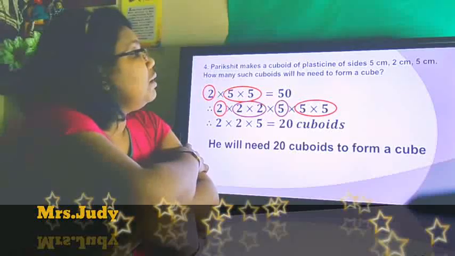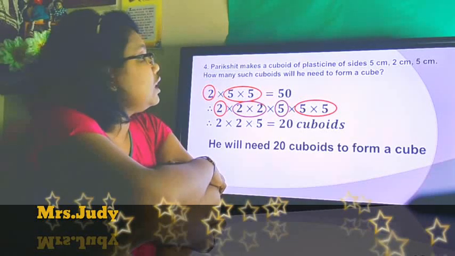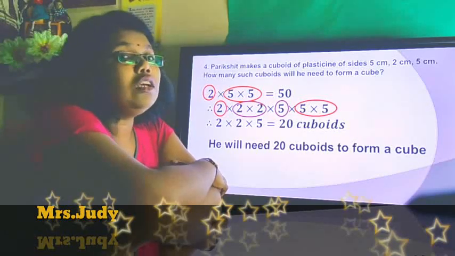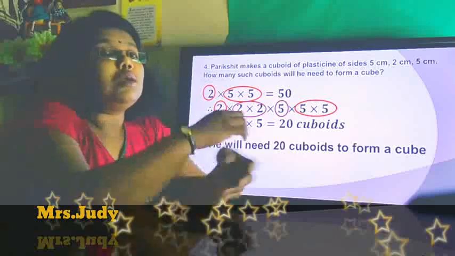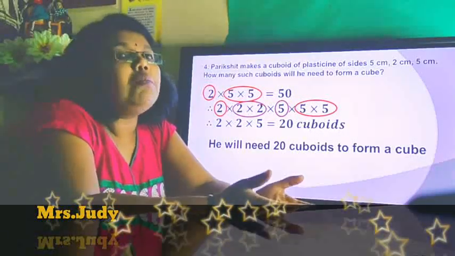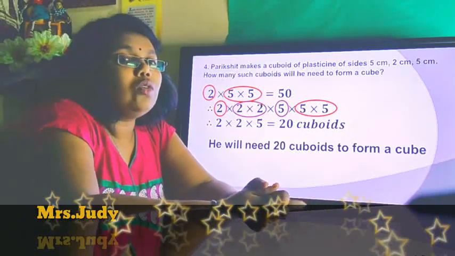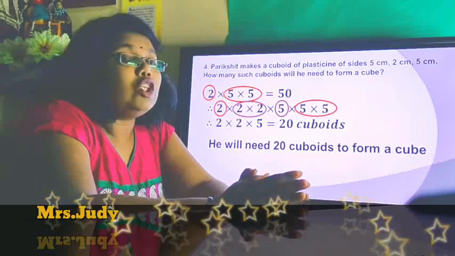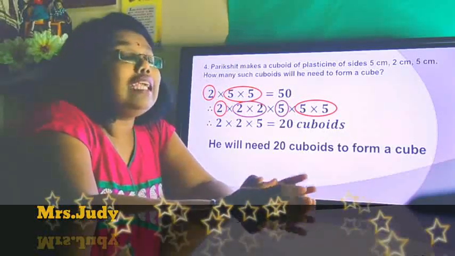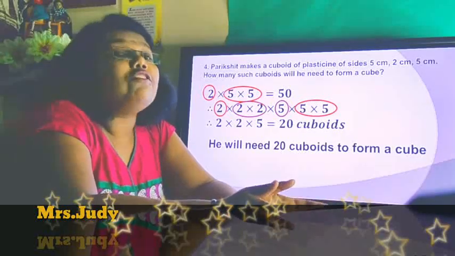Next. Parikshit makes a cuboid with sides 5, 2 and 5 cm. How many such cuboids will he need to form a cube? Now here we have to understand the concept of cubes and cuboids. Cubes are square boxes and cuboids are rectangular boxes. In a cube, all the sides are equal, and in a cuboid, all the sides are not equal. It's a box which has rectangular faces.